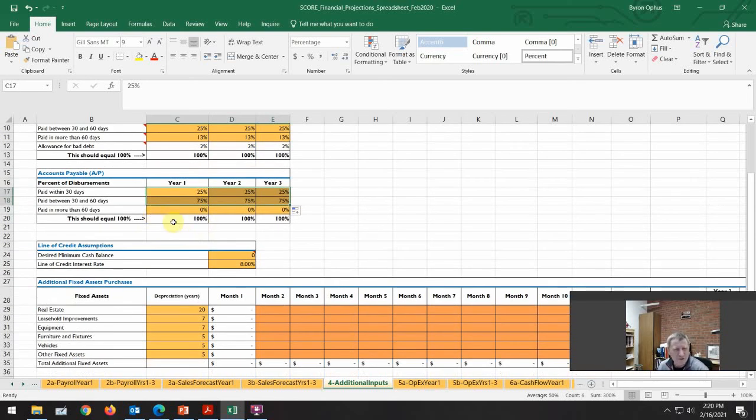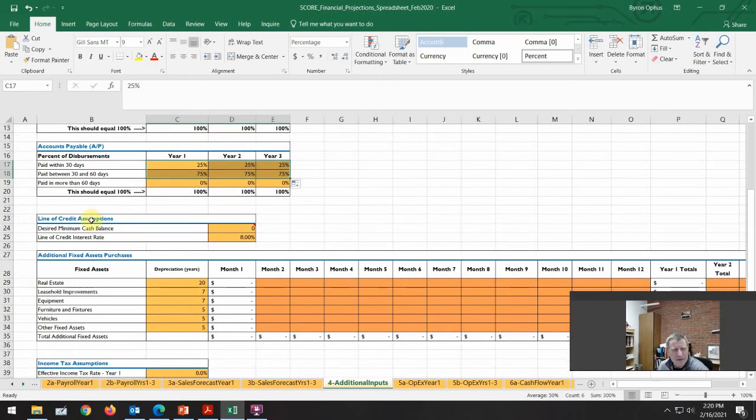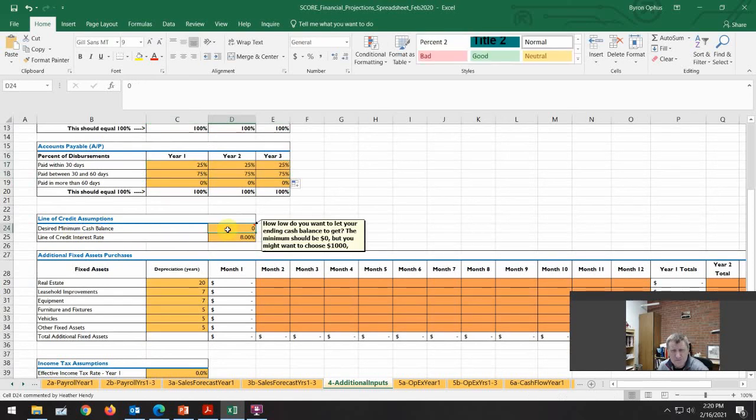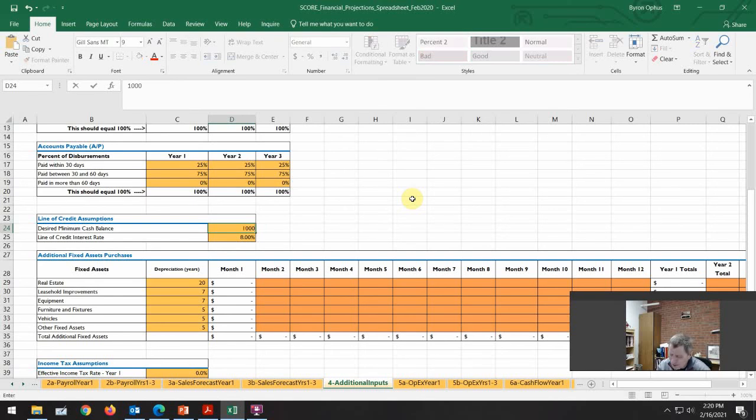You decide, and make sure you've got the 100% there. You come down here to the line of credit assumptions. And this says, do you want to have a minimum cash balance in your bank account? Some banks will actually require that, especially for businesses. They might require that you maintain a certain cash balance. But in this case, this is up to you. And some people say, I just want to have $1,000 just to be safe. I want to always keep that.